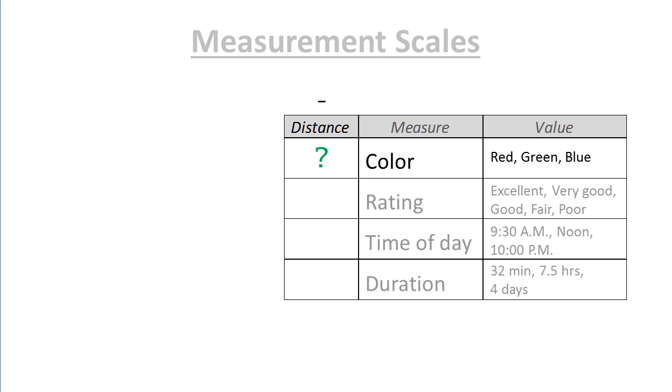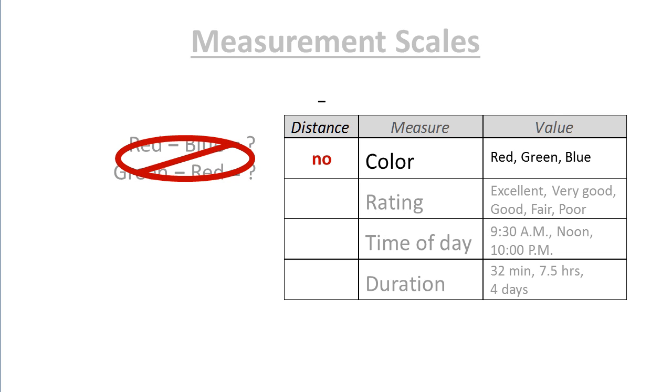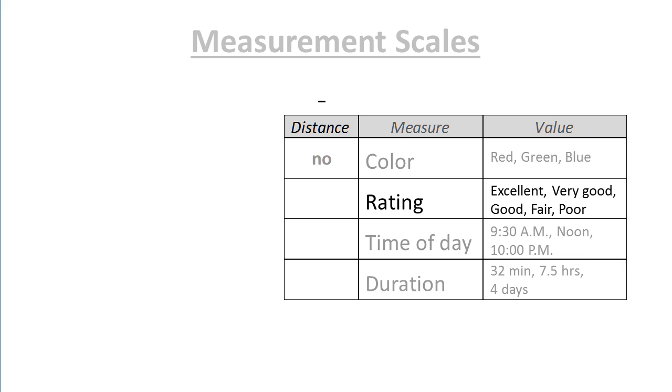Again, let's begin with color. What is red minus blue? What is the distance between red and green? They don't make sense because the distance between the values of colors are not defined.